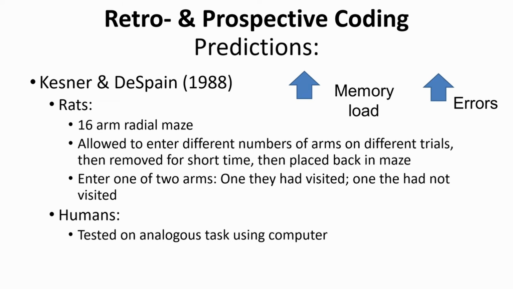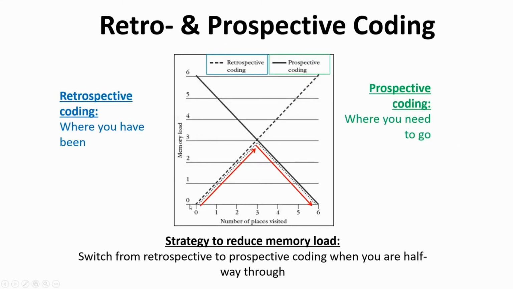So we can use our prediction of sort of how many arms they've been to, how many arms they have left, and we can then make a sort of correlation between the number of errors and our memory load. So if we saw that the rats were making lots and lots of errors at the very beginning, I guess we'd have to wait until they were 1 or 2 locations in. If they were making lots of errors at the very beginning, we would conclude logically that they're using prospective coding because that's the highest memory load for early on.